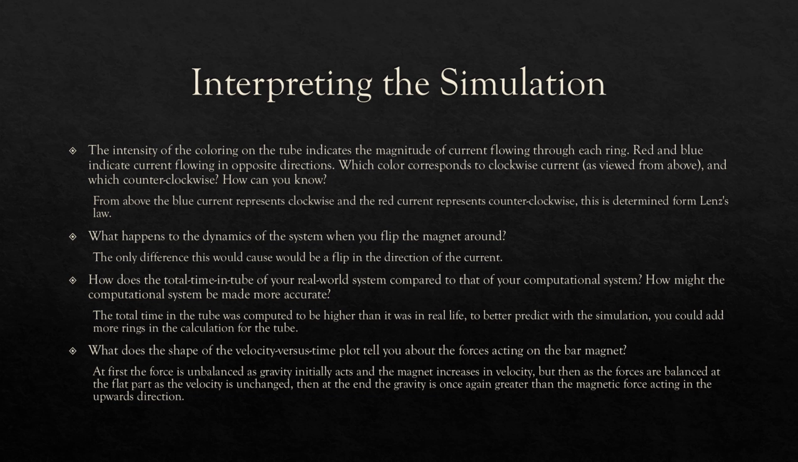What does the shape of the velocity versus time plot tell you about the forces acting on the bar magnet? At first, the force is unbalanced as gravity initially acts, and the magnet increases in velocity. But then as the forces are balanced, at the flat part, the velocity is unchanged. Then at the very end, gravity is once again greater than the magnetic force acting in the upwards direction.